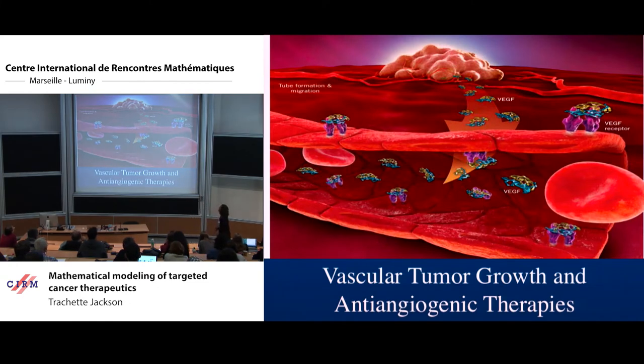angiogenesis, blocking angiogenesis. Just a little bit of the biological background. What you see out in the distance is the tumor growing. What you see in the forefront is a nearby blood vessel. And in between is the space that endothelial cells would have to navigate in order to get to the tumor to form a new vascular supply.